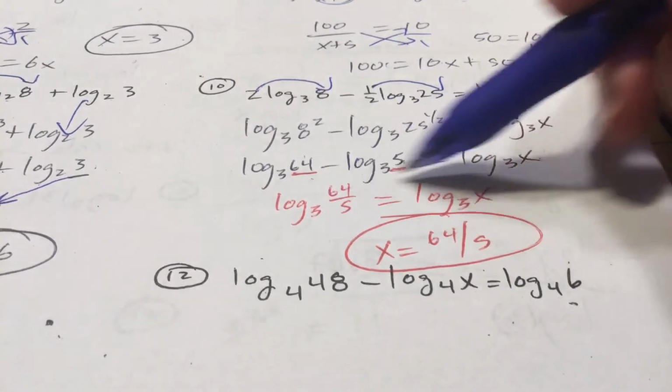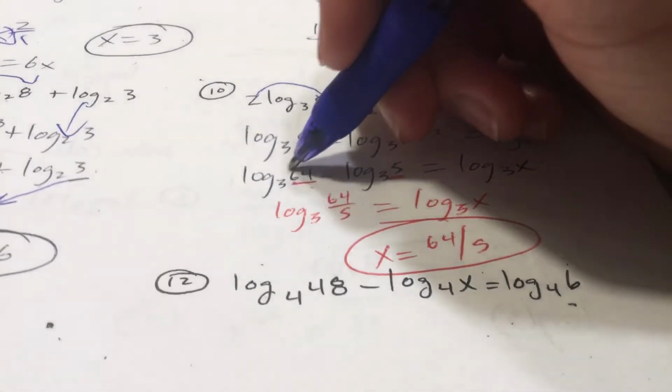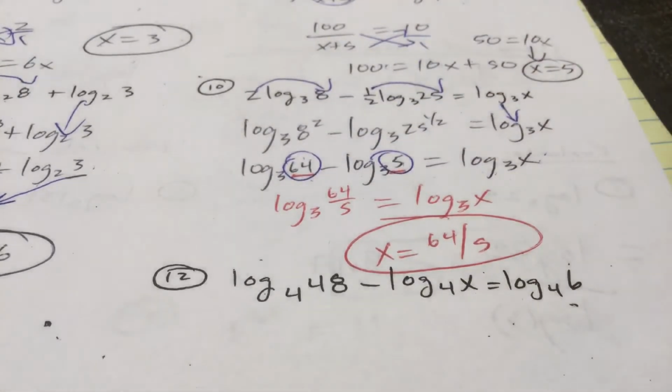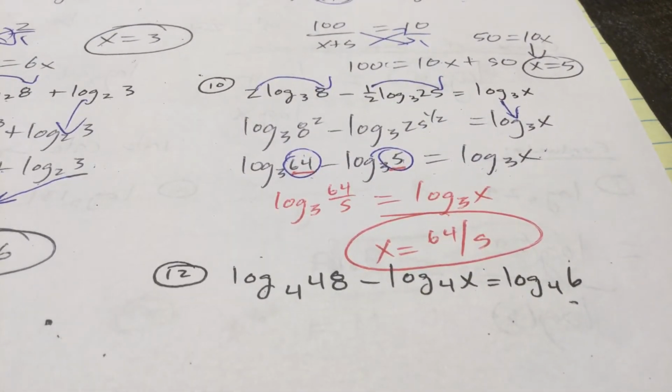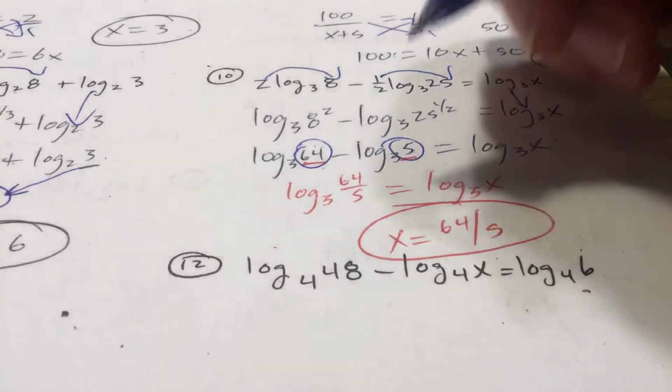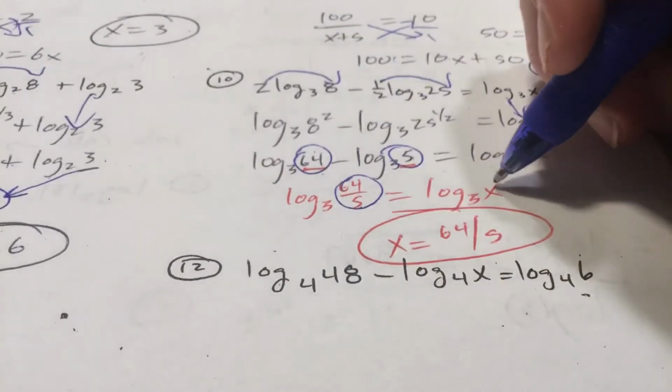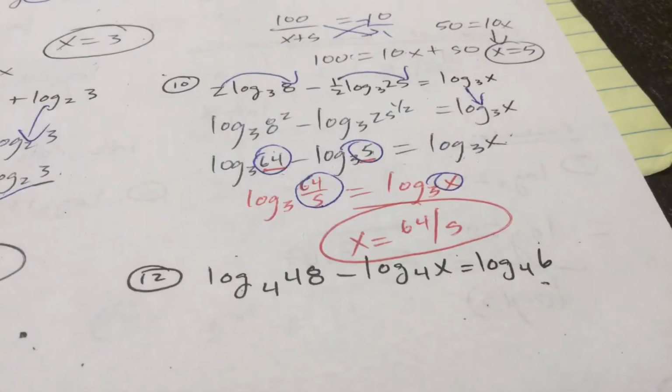Again, it's not 64 minus 5 equals x. This is the quotient property. Log base 3 of 64 over 5 equals log base 3 of x. That means 64 over 5 equals x.